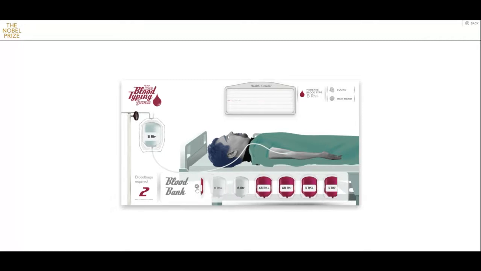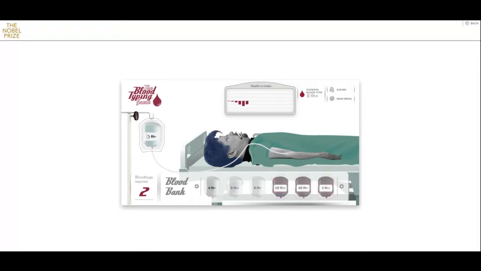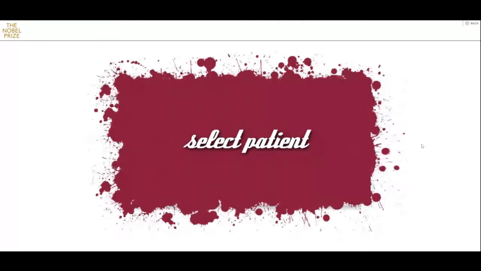Can we give him A? No, we can't, because he's B, so he has antibodies against the A. So we can't give him AB because there's A there. We can't give him AB positive or AB negative. So the only thing we have left are O's. Can we give him O positive? Yes, right? He's positive, so he can get positive. And of course, we can give him O negative. Yes!